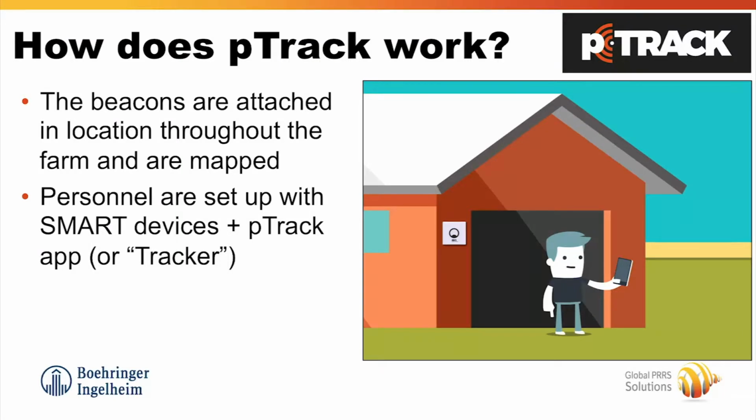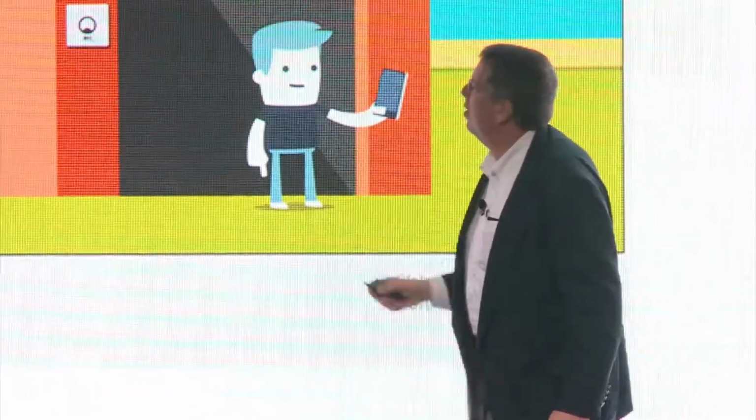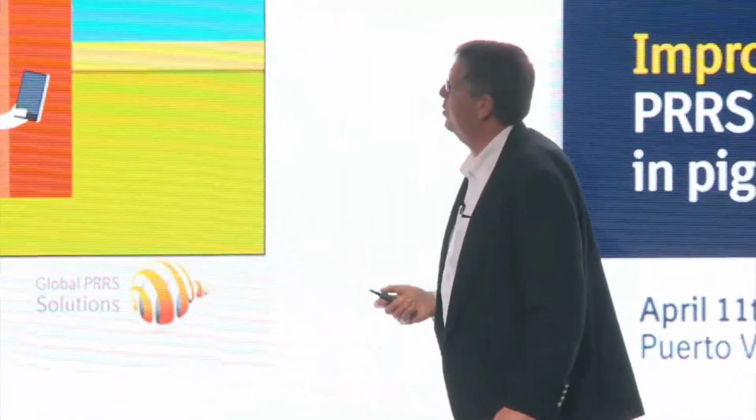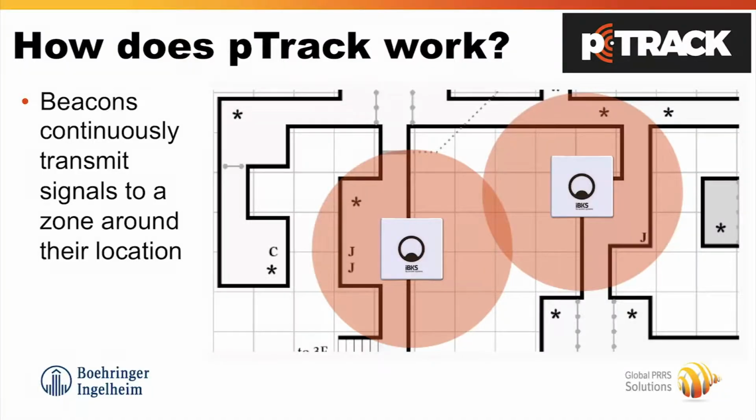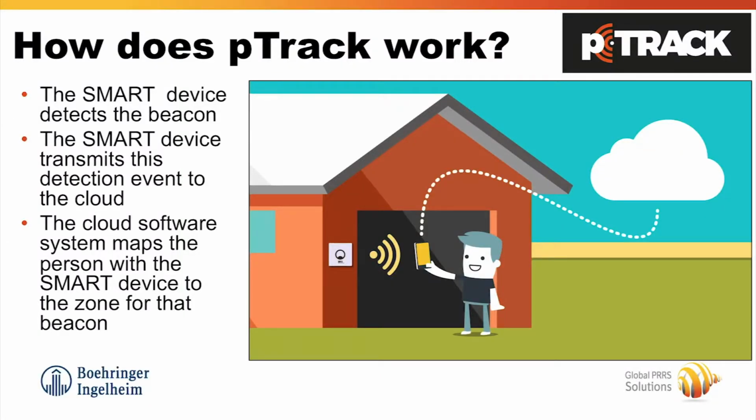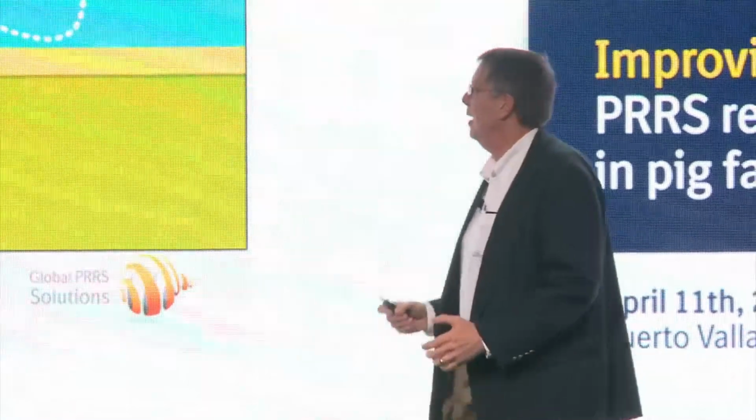Those beacons are attached in locations, you can see here in the cartoon, on the wall. The person has, in this case, a smart device with the app. The beacons are emitting their signals in their zone. The idea is to place enough beacons so that you cover the entire farm. Then the smart device detects the beacon and transmits the detection event up to the cloud, and the cloud system connects the person with the beacon and the location, in terms of the time it enters the zone and the time that the smart device, the person, leaves the zone.